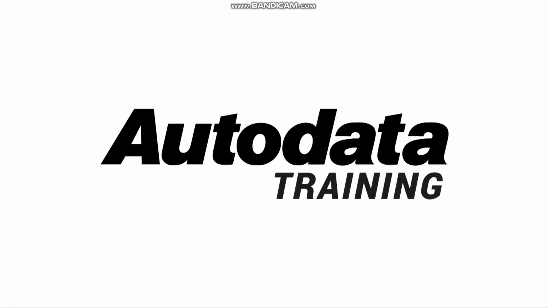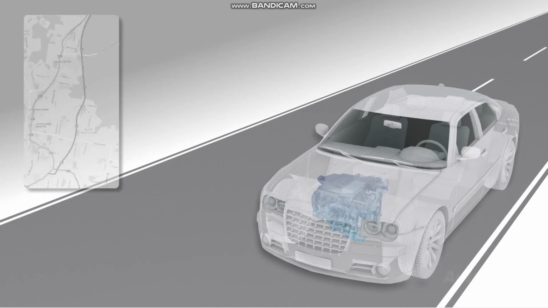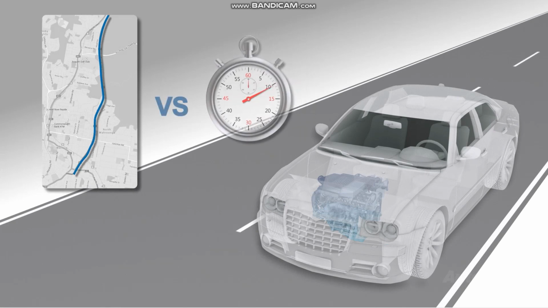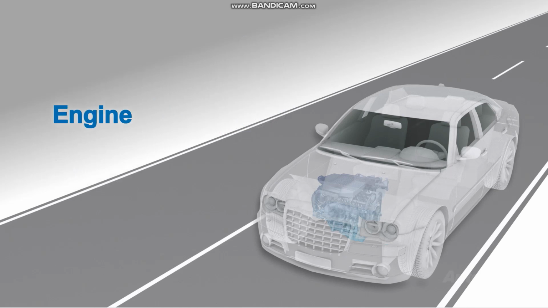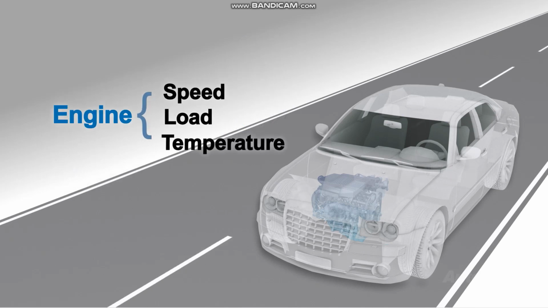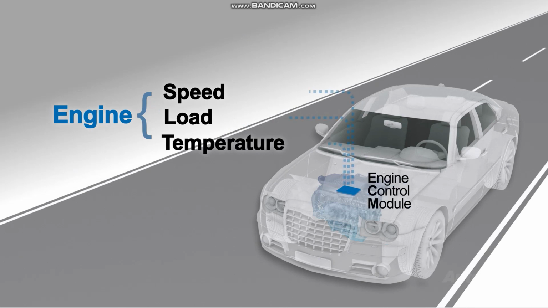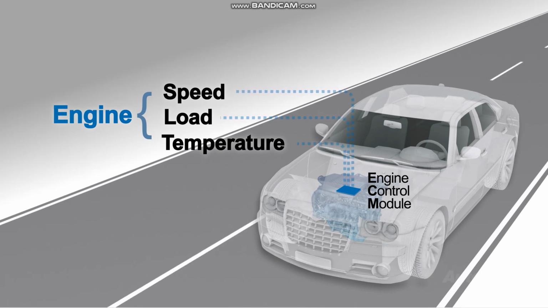In this module, I'll be covering drive cycles, what they are and how they work. A drive cycle is based on distance travelled versus time and incorporates such aspects as engine speed, engine load and engine temperature. Certain parameters need to be met before modules can monitor and carry out self-checks on systems and components to meet ever-growing emission standards.